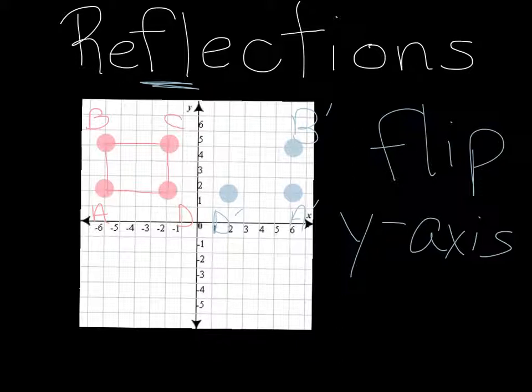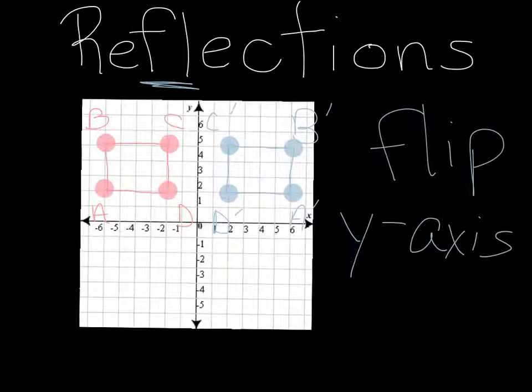Now C, 1, 2, 1, 2. So C prime's going right there. I got in a hurry, and we make mistakes when we get in a hurry. Okay, so there is my reflected quadrilateral. And the y-axis becomes a line of symmetry for those two congruent shapes.